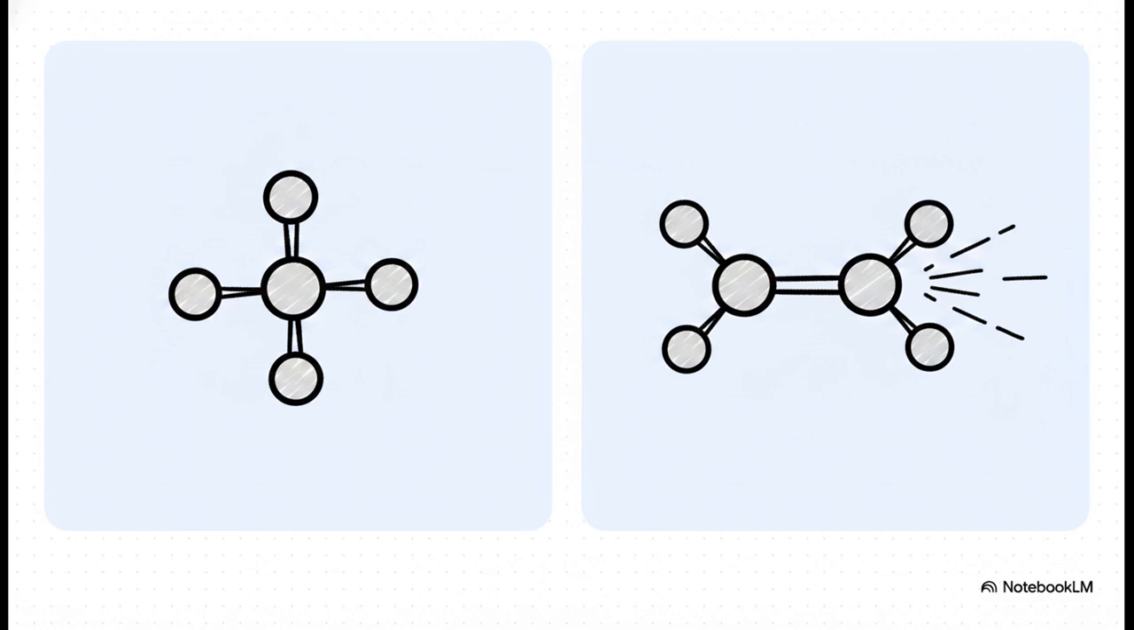But on the other hand, we've got unsaturated hydrocarbons, which feature double or even triple bonds. And these extra bonds can actually open up, allowing new atoms to attach, which, as you'll see, is a total game changer for building complex materials.